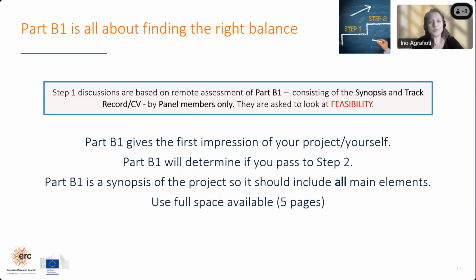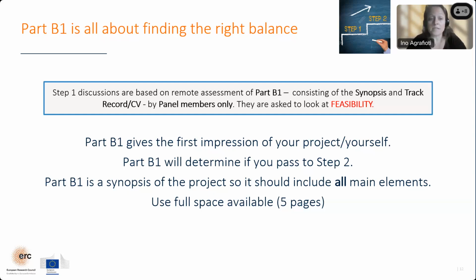Okay, so a big question is what part B1 is, what part B2 is, and what is the difference? It's a $1 million question in a way, but let's start from the beginning. Part B1 is really about finding the right balance. The step one discussions are based on the remote assessment of part B1, which consists of, as we said before, the synopsis and the track record CV. This is seen only by panel members, as David will also tell you later. They have to see feasibility. So part B1 gives the first impression of your project and of yourself. It is very important because it determines if you pass to step 2.